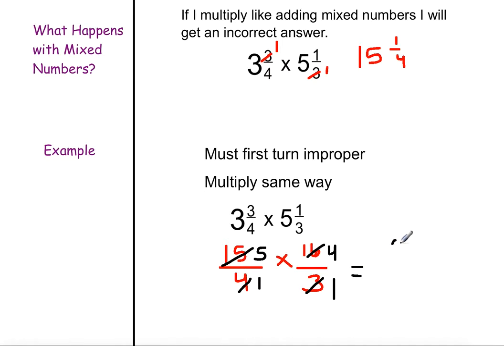5 times 4 is 20. 1 times 1 is 1. Anything over 1 is the whole number, so that's 20, which is very different than 15 and 1/4.